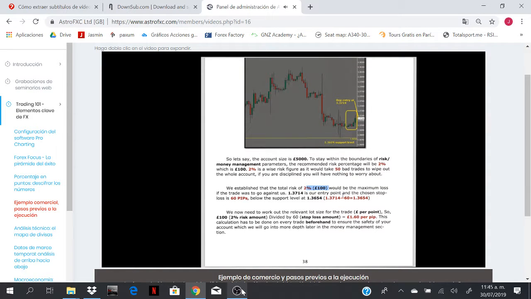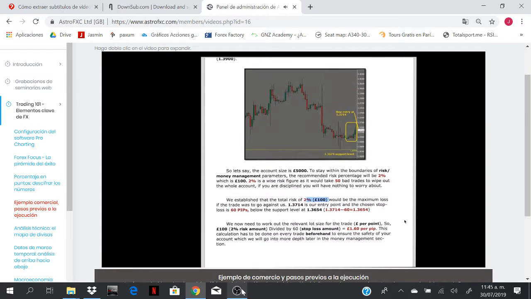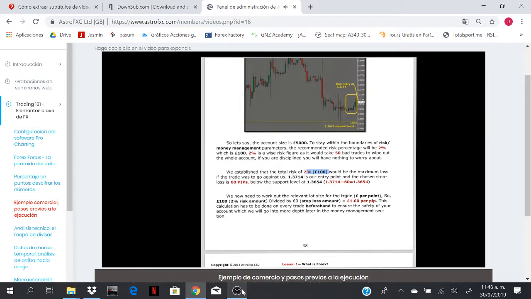Now, the chosen stop loss for this trade is 60 pips, and I've put it just below the support level, 15 to 30 pips below the support level. So before I even entered the trade here, I know my risk figure, I know my target, I know my stop loss. Now we need to work out the lot size for the trade, which is pound per pip.